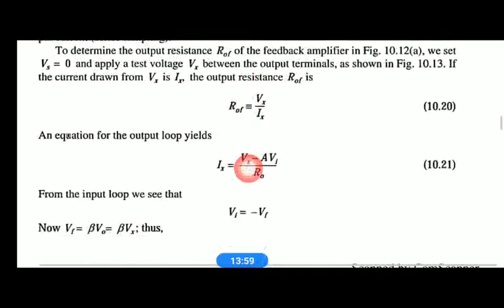Similarly, let us go to the output to find the output resistance. Usually, to find the output resistance we have to make the applied input voltage 0, that is, we make Vs equal to 0.